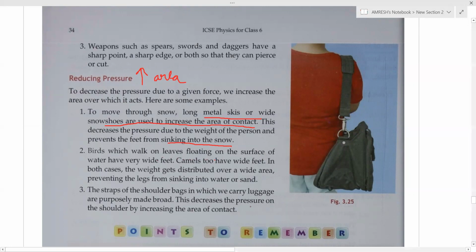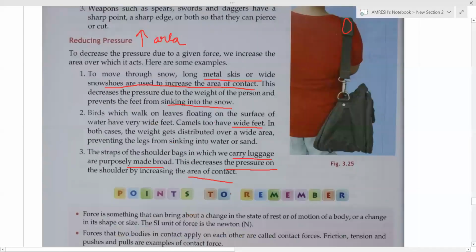The straps of shoulder bags in which we carry luggage are purposely made broad so that pressure decreases and area of contact increases. So on the shoulder the pressure will decrease because the area is more. Camels also, to walk in the desert, have wide feet so that pressure decreases.